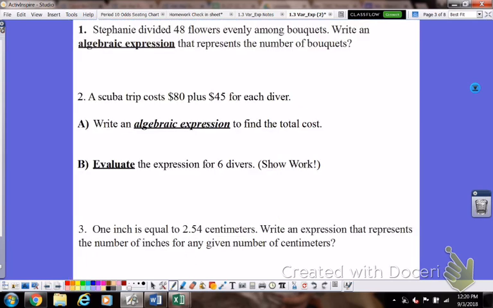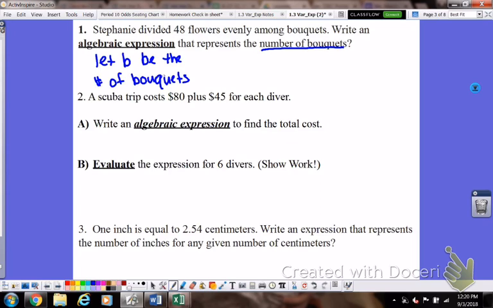Alright, some more examples here. Stephanie divided 48 flowers evenly among bouquets. Write an expression that represents the number of bouquets. We want to start off by defining our variable. We don't know the number of bouquets, so let B be the number of bouquets. So B is our variable this time.